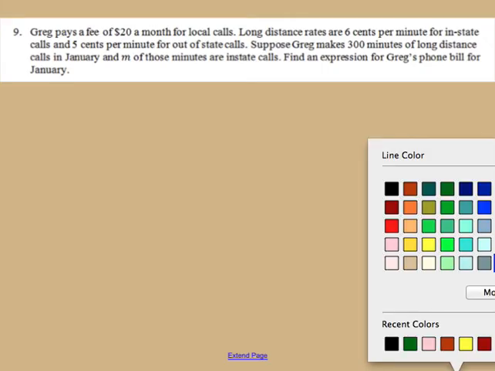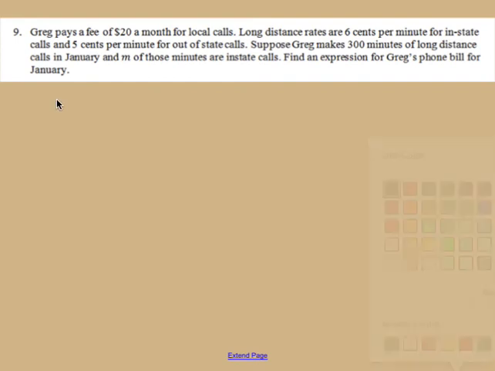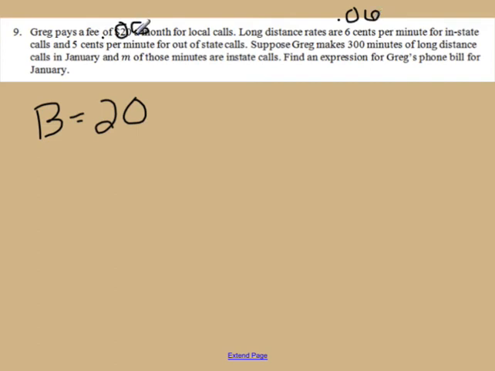So Greg pays a fee of $20 a month for local calls. So Greg has to pay $20 for his bill before he even makes any phone calls. Long distance rates are 6 cents a minute, so I'm going to write that as 0.06, and 5 cents a minute for out of state, so I'm going to write that as 0.05. Suppose Greg makes 300 minutes of long distance calls in January. M of those are in-state calls. So we have M in-state calls, and it's 6 cents for every minute we call in-state.